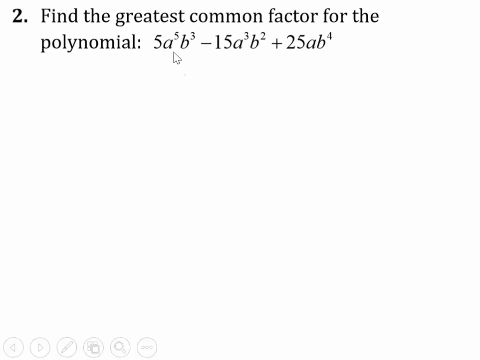In this case, let's go with the numbers 5, 15, and 25. Everybody agreed with 5 on the outside? That's the only number. So now let's go with the variables. Easy here. A to the 5th, A to the 3rd, A to the 1. Just A to the 1 gets to go out. B cubed, B squared, and then B to the 4th. B squared. And then open up that little parenthesis to tell you what is left over.